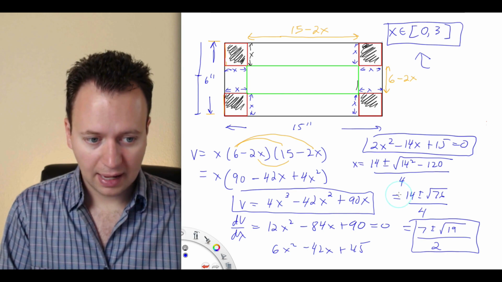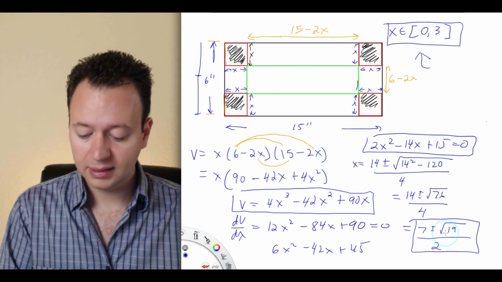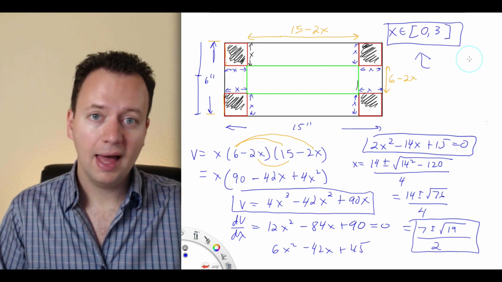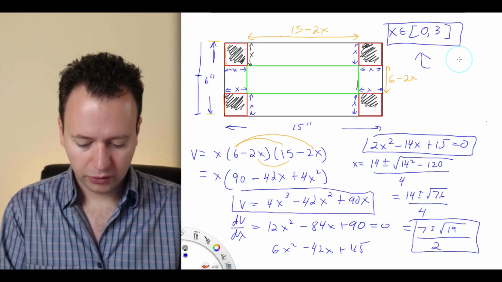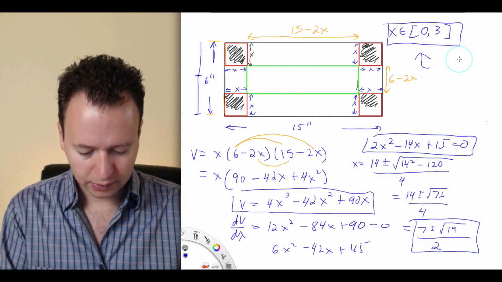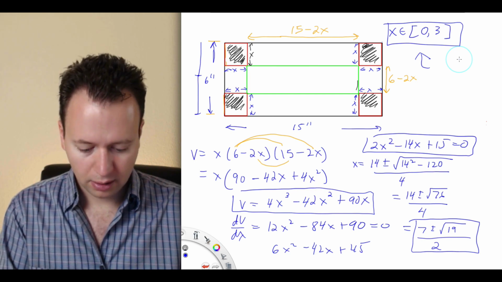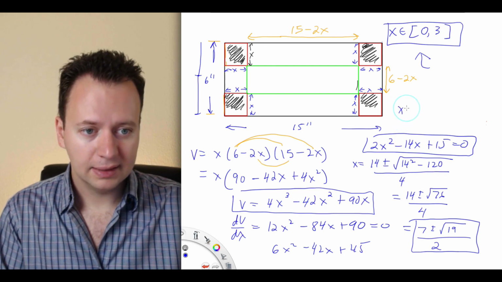So 7 plus the square root of 19 over 2 is 5.679 dot dot dot. 5.679 is not inside our domain. See how important the domain is. So let's look at the other one. 7 minus the square root of 19 equals 2.6411, divided by 2, 1.32. So that is inside the domain.